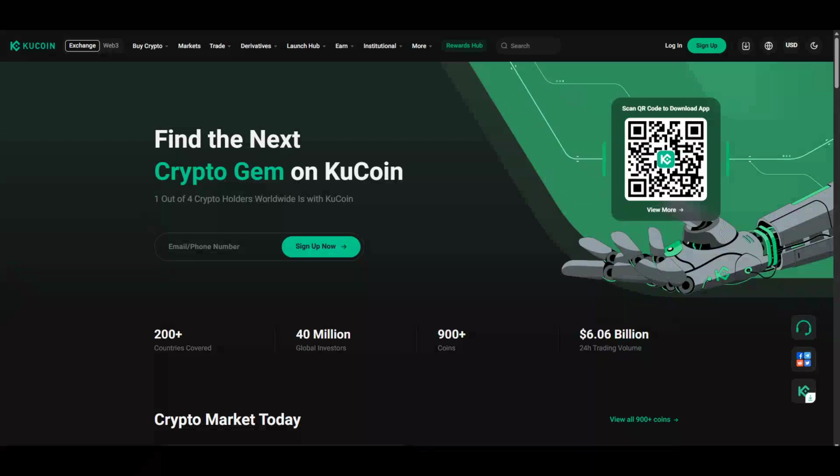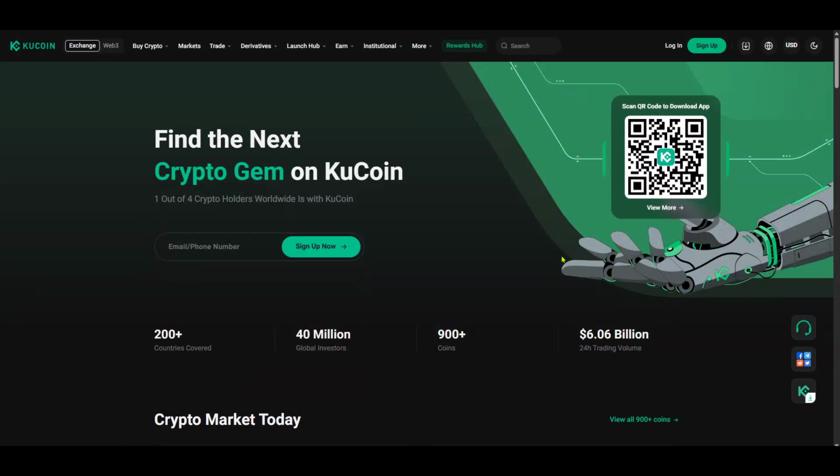In today's video, I'm going to teach you how to buy and sell coins on the Kucoin spot marketplace. Whether you're new to cryptocurrency trading or looking to expand your options, this step-by-step guide will help you navigate through the Kucoin platform effectively. So, let's dive right in and get started.